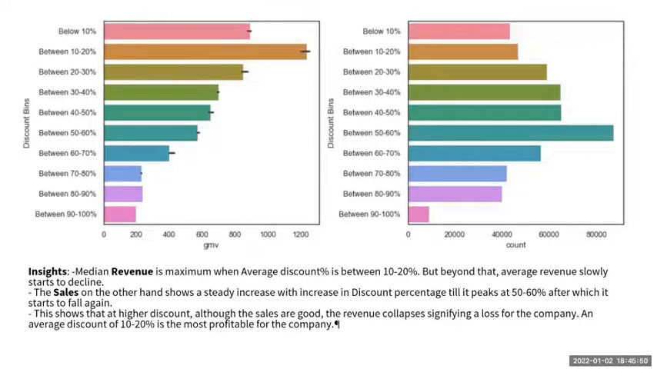Here this shows the difference between GMV and count. GMV is gross merchandise value, which is revenue, and count is your number of orders. Here you see between 10 to 20%, we have the highest revenue. And for the number of orders, this is from the previous slide, right? At 50 to 60%, you had the highest number of sales. So this is an insight. It's all based on the strategy that you want to pursue, which comes in the next slide.